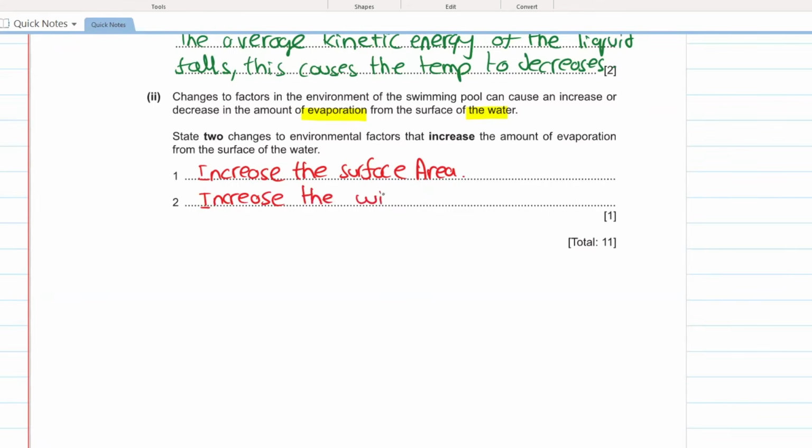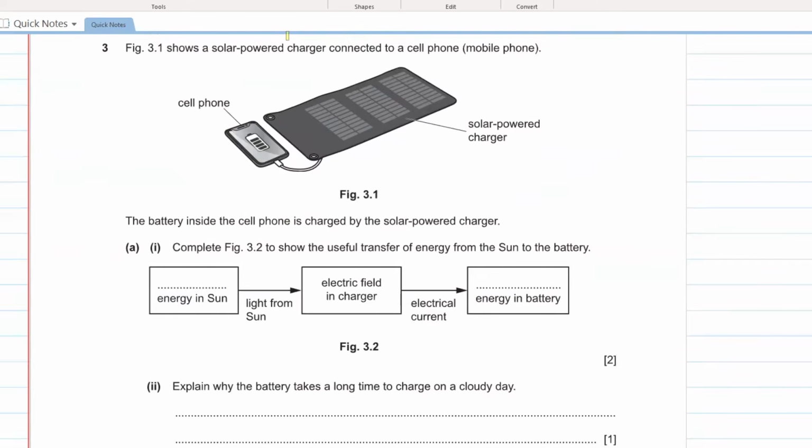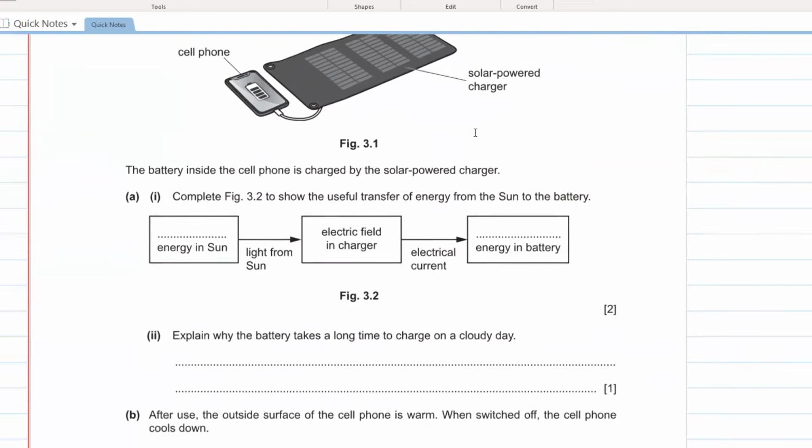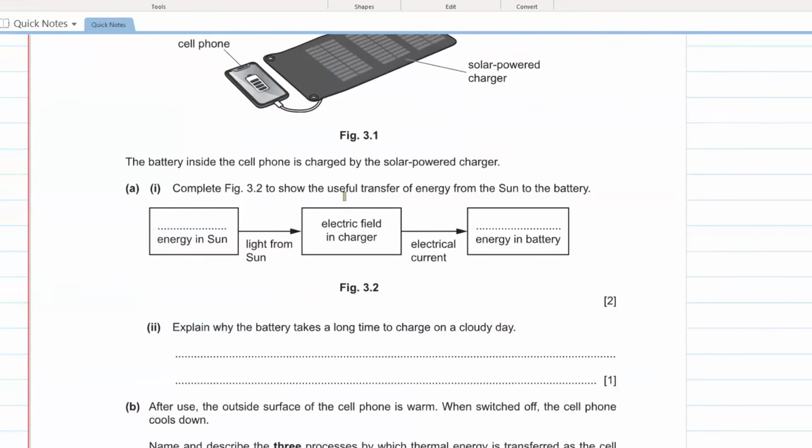Figure 3.1 shows a solar powered charger connected to a cell phone. Perfect. ये एक solar powered charger है connected to a cell phone. The battery inside the cell phone is charged by the solar power charger. Perfect. Complete figure 3.2 to show the useful transfer of energy from the sun to the battery.